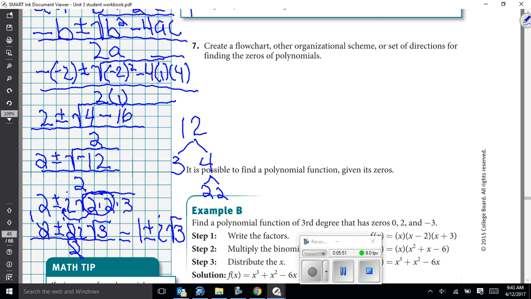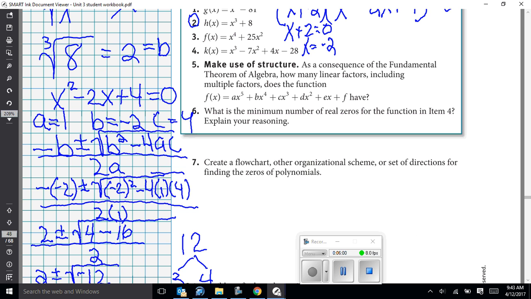How many roots is this? 2, because I have 1 plus i square root of 3, and then I have 1 minus i square root of 3. So those are the three roots. So this graph has 1 real root and then 2 imaginary roots, but 3 altogether.